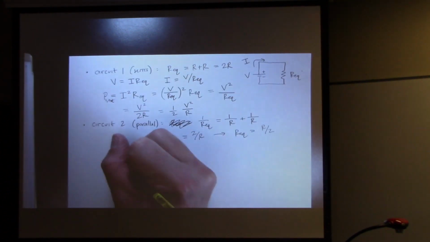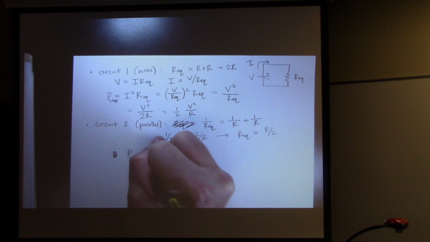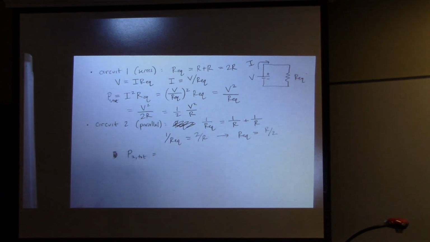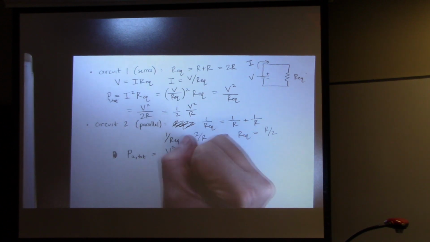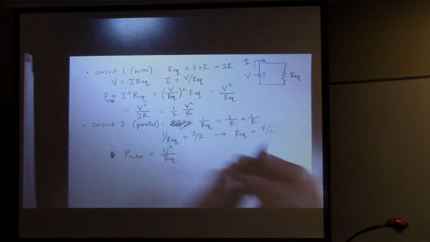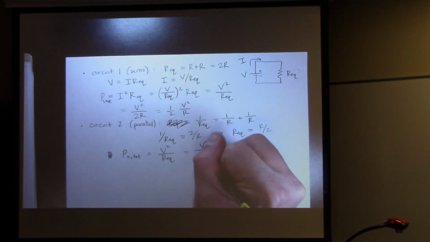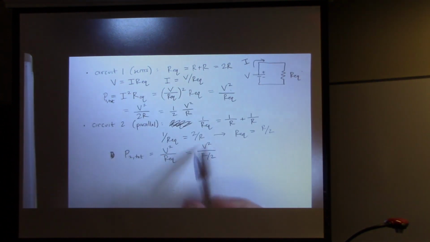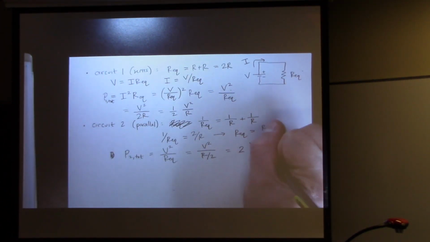So less resistance than any one individual resistor, as we said. And if we want the total power output of the two light bulbs in circuit number 2, it's just like before. We take V squared divided by Req. I'm not going to work that all out again, it's right up here. And in this case, we have V squared divided by R over 2. So it means this factor of 2 actually goes to the top. We have 2 times V squared over R.